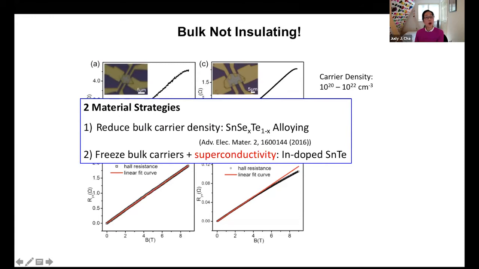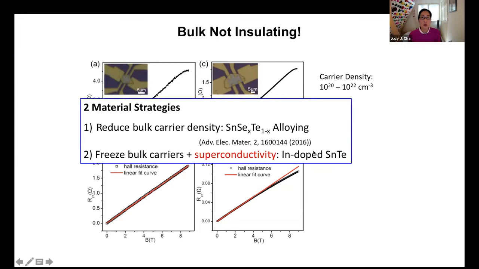One way we tried to reduce the carrier density was by making anion doping, so mixing the selenium and tellurium together. This actually works, and we can effectively reduce the carrier density. However, tin selenide is actually not a cubic structure. So if you put a lot of selenium, your crystal structure will change, which means that some of the topological surface states will be lost. Another method to try is to dope it with indium.